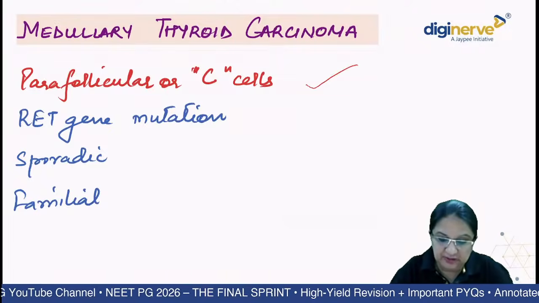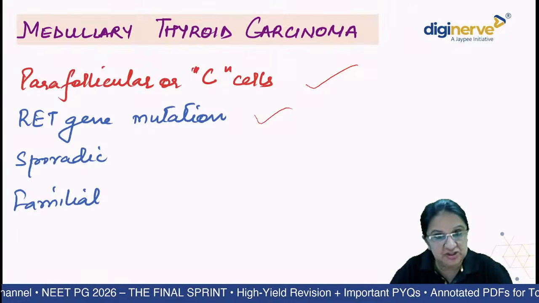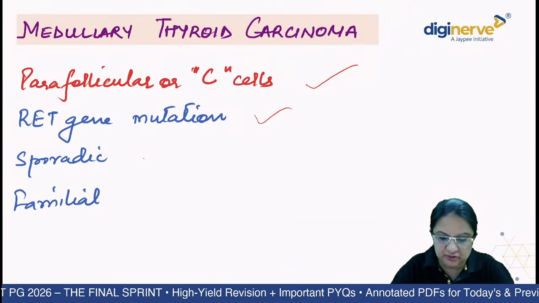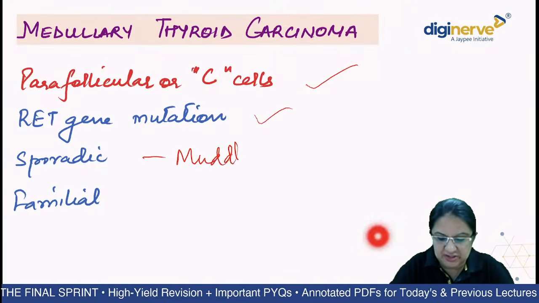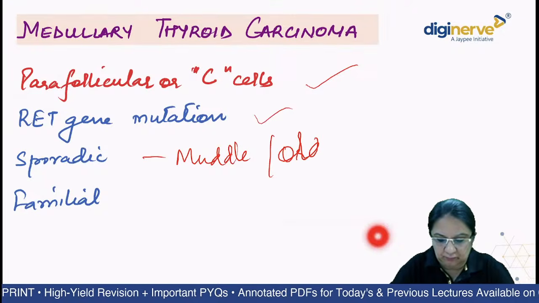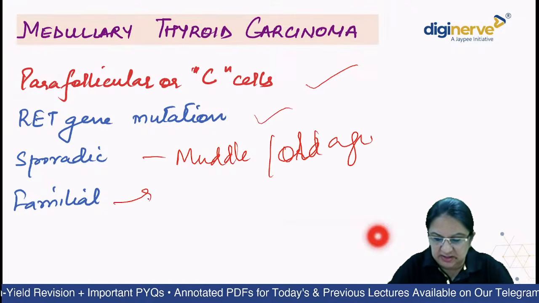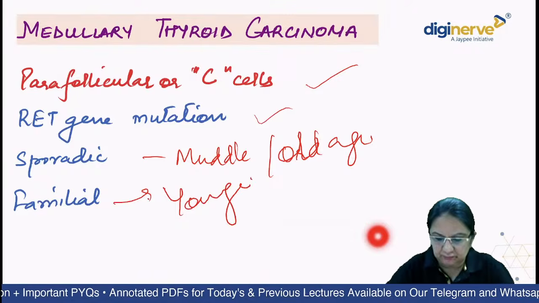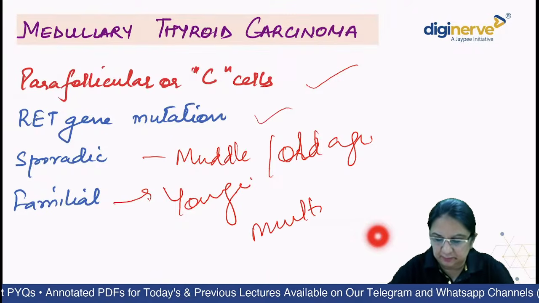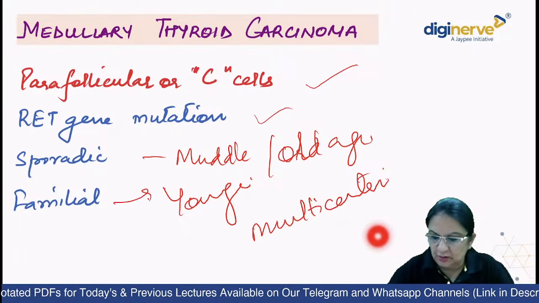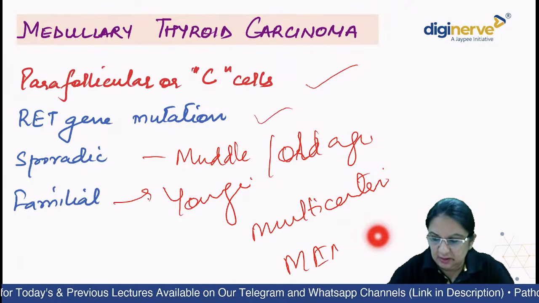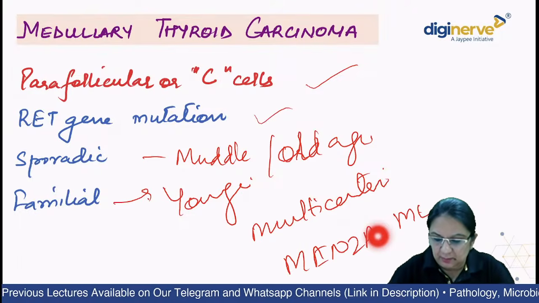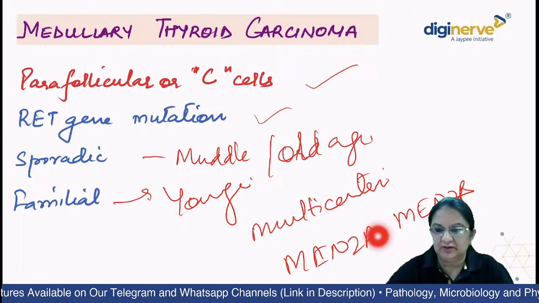Okay, then coming to medullary thyroid cancer, the cell of origin is your parafollicular or C cell. You characteristically see RET gene mutation. Sporadic is usually seen in middle or old age. Familial is seen in younger age, multicentric, or associated with MEN2A, MEN2B, right?